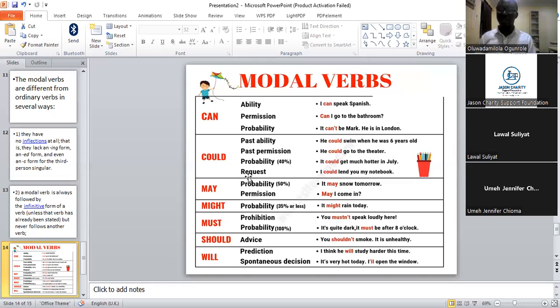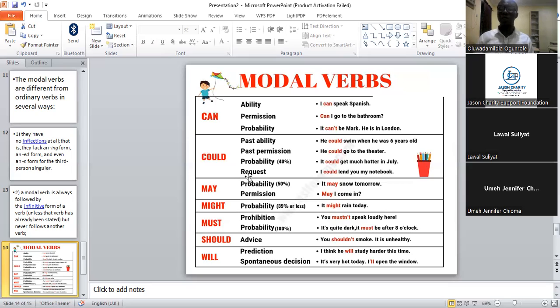Or you want to use that thing for command. You can also use must for command. So you can say, you mustn't speak loud here. That is, you must not speak loud here. And if you want to put that as a command on someone, you can say you must do this.